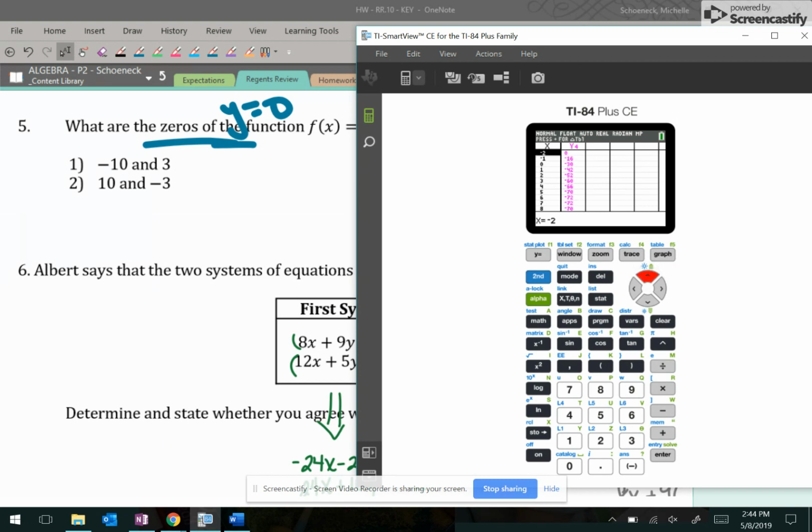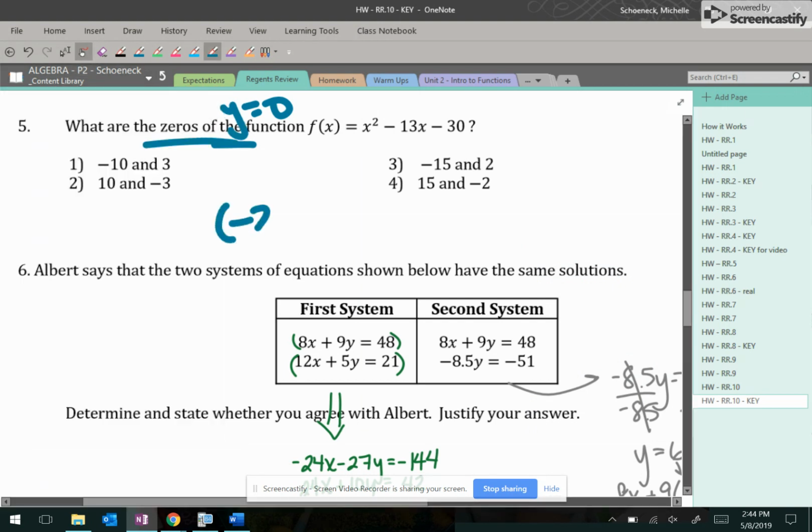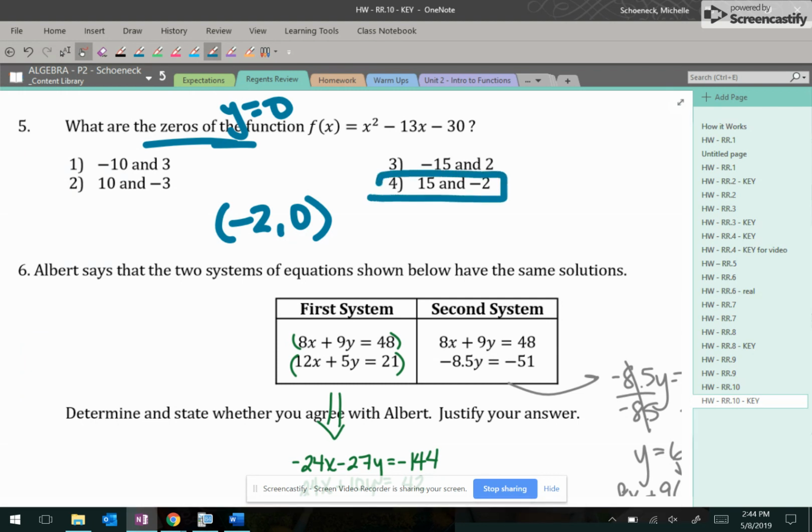All right, I see a 0 at -2, 0. So it looks like answer choice 4 is the only one that's got -2 as one of the zeros. Okay.